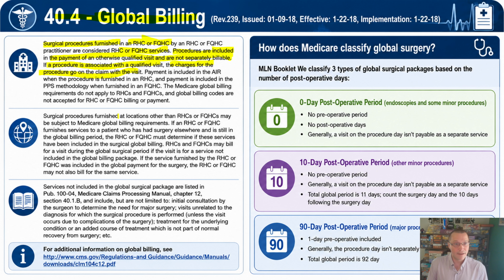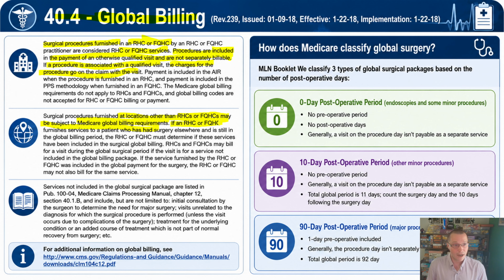But let's look at the guidelines for a service furnished at a location other than your RHC or FQHC. They still are subject to Medicare billing guidelines requirements. So basically, if it's a major surgery happening somewhere else and then they're following post-operative care at an FQHC or RHC, you still have to be aware of the surgical procedure guidelines that happen there.